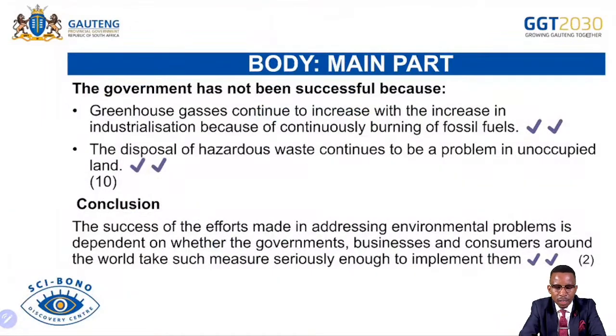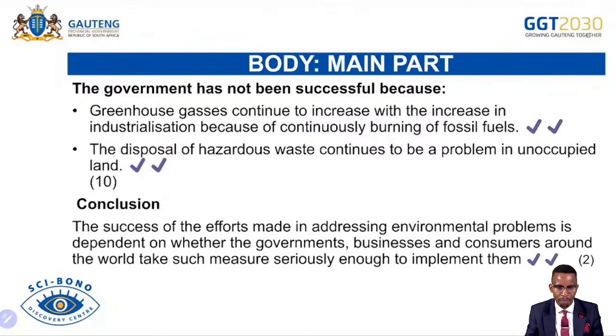And then the government has not been successful because of the following. Greenhouse gases continue to increase with the increase in industrialization because of continuous burning of fossil fuels. We know that as businesses keep on producing, they are not using eco-friendly machines. The machines they are using are burning fossil fuels. So if they want to produce more goods and services, they will always burn fossil fuels, which will affect the environment. So that's why we say the government has not been successful in this case, because as much as environmental taxes are there and market permits are there, the damage to the environment continues because machines used by businesses are not eco-friendly.